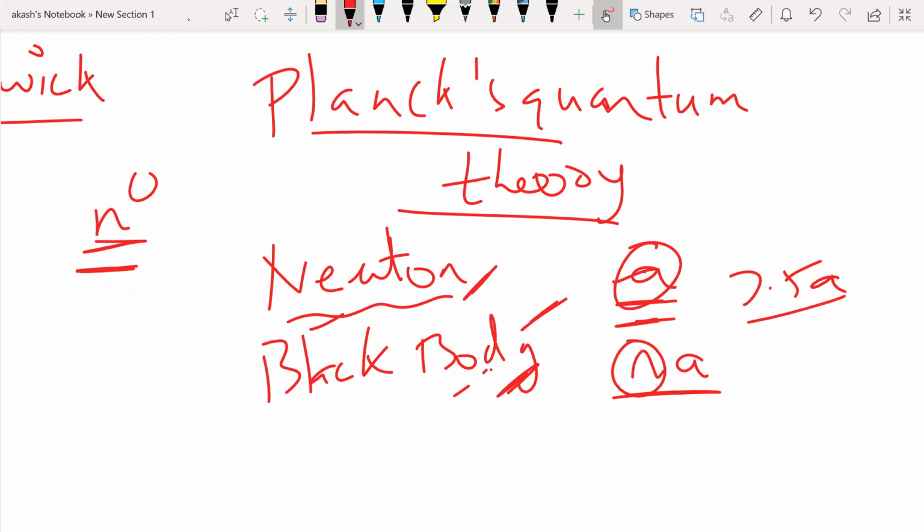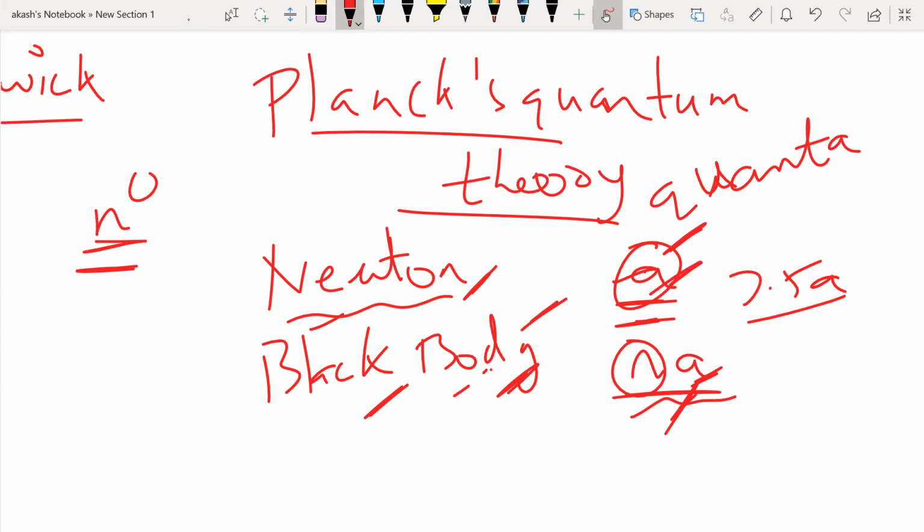It's not possible. A is the smallest energy which can be absorbed or released by the black body. Based on this value, all the other values which can be absorbed, released or taken up by the black body are determined. The energy absorbed or released should be an integral multiple of the smallest value. That's what he said, and this smallest value he called quanta. Quanta means one packet of energy.